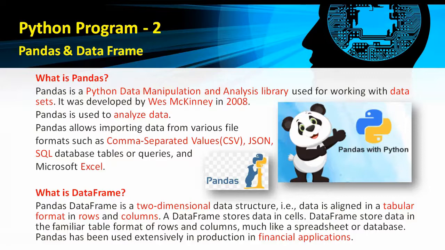What is a data frame? A data frame is a very important two-dimensional data structure used in the Pandas library. It is used to display all the data in tabular format, that is rows and columns. A data frame stores data in cells, each cell containing rows and columns. Generally, Pandas has been used extensively in production financial applications.